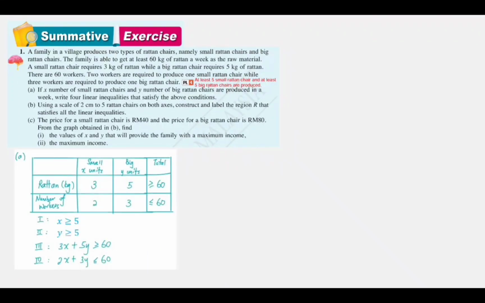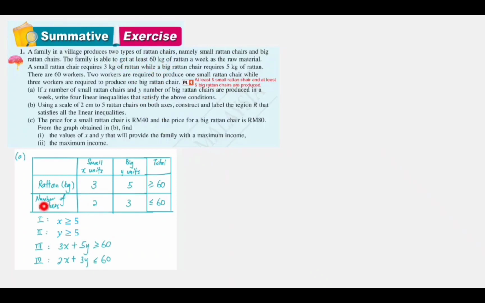So, we can build the table with rattan, number of workers, and then we have small rattan chairs, X units, and big rattan chairs, Y units. Then we put the total or the sum. The rattan that we use for the small rattan chair is 3 kg, and the big rattan chair uses 5 kg. And the sum of them must be at least 60 kg.